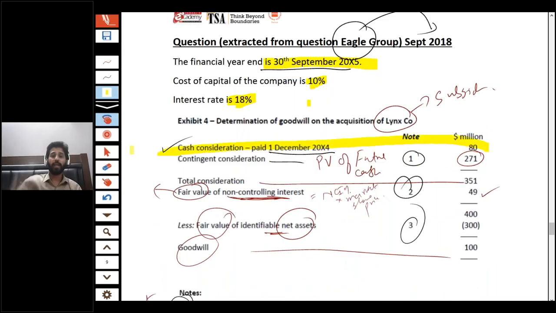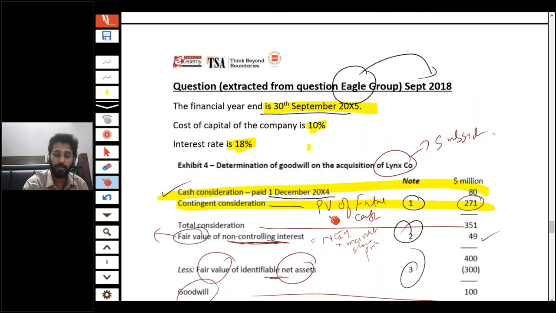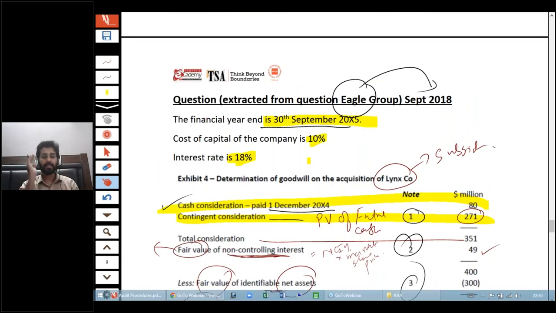You are auditing the group financial statements, so you will be inspecting the bank statement or the cash book to confirm the 80 million amount paid. And for the contingent consideration, you will have to discuss with the management why they have taken 18% as a discount factor, despite the fact that a 10% cost of capital is available, and why didn't they take that, whether there is any rational reason, and you should make sure that their reason is justifiable. If not, then there is a matter of judgment, and it is known as a judgmental misstatement. So you should request the management to take 10% as the discount factor, right?